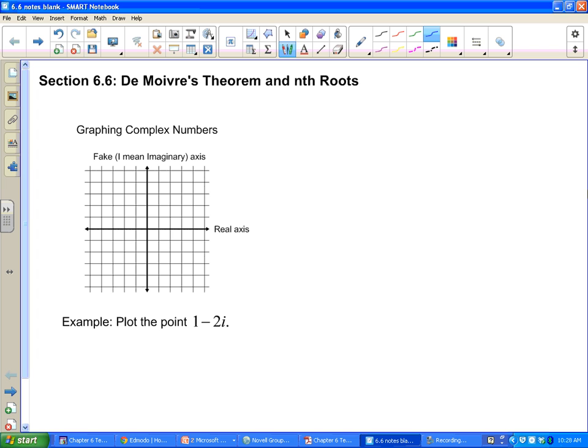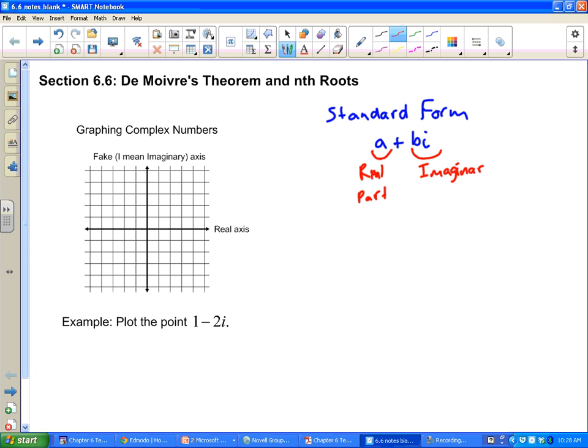Right now, though, what we want to talk about is how do we graph complex numbers? Well, complex numbers, if you remember, have a standard form of a plus bi. And the part here that's a, we call that the real part. And the part here that has the bi, we call that the imaginary part. Hopefully that makes sense: the part that doesn't have an i is the real part, and the part that has the i is considered the imaginary part.